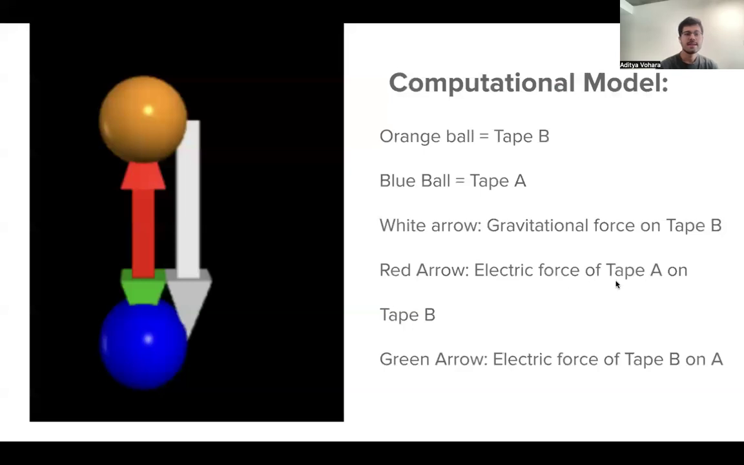Going forward, here is the computational model I used. The orange ball is tape B, the blue ball is tape A, the white arrow shows the FG on tape B, and the red arrow shows the FE on tape A by tape B. And the green arrow shows the electric force on tape B by tape A, as you can see here.